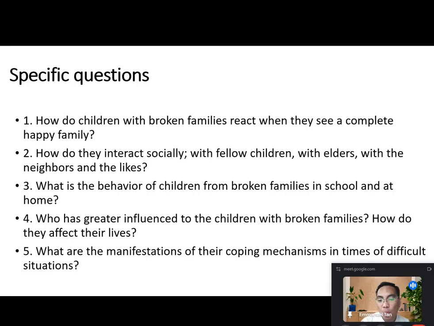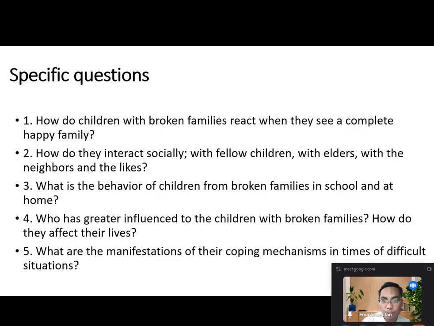Okay? So, what are the manifestations of their coping mechanisms in times of difficult situations? Nakita ninyo, from the reaction, interaction, ano yung behavior niya, ano yung mga factors na nag-influence sa kanya, paano naman niya yon nako-cope up? Paano naman yung ginagawa niya, coping mechanisms, ano yung ginagawa niya to relieve his or her feelings? Right? When it comes to, well, especially in the difficult situation.